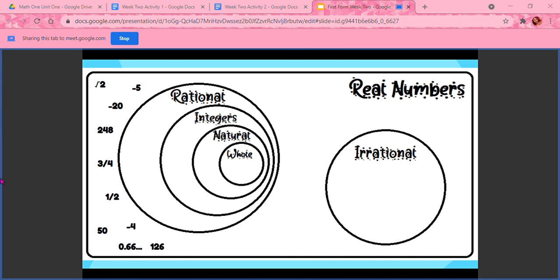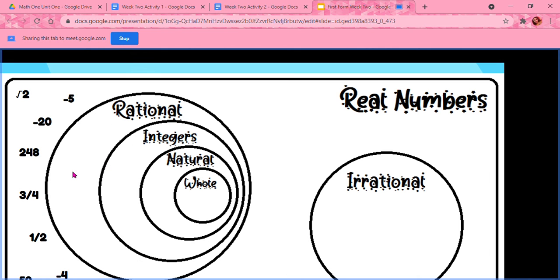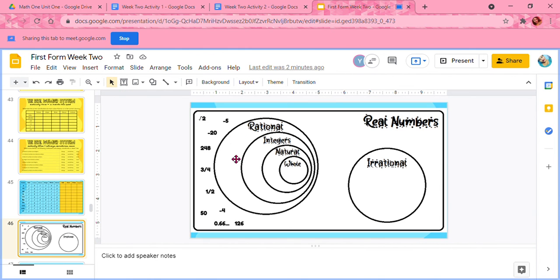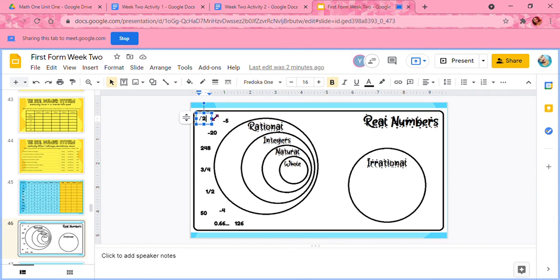So we have 5 minutes. Do you guys think that we can do this in 5 minutes? Yes, miss. Okay. Let's see then. What I'm going to be doing is that you're going to tell me where it belongs and I'm just going to put it there, right? So let's see square root of 2. Where does square root of 2 belong?